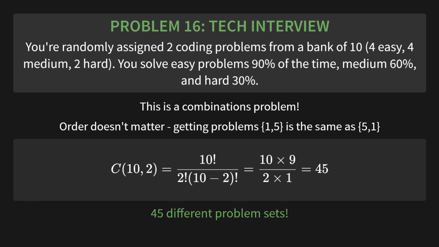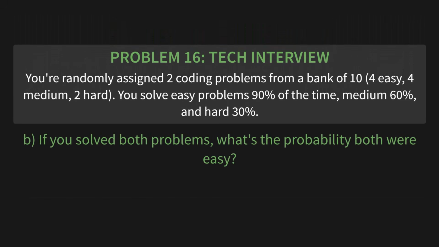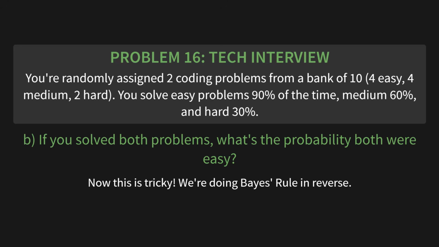Now here's where it gets really interesting. Suppose you just crush the interview, solve both problems perfectly. Given that stellar performance, what's the probability both problems were easy? This is where most people's intuition goes wrong. You might think, I solved them both easily, so they were probably easy problems. But let's see what Bayes' rule says. We need to think about this backwards.